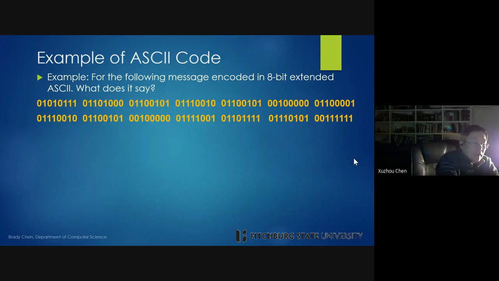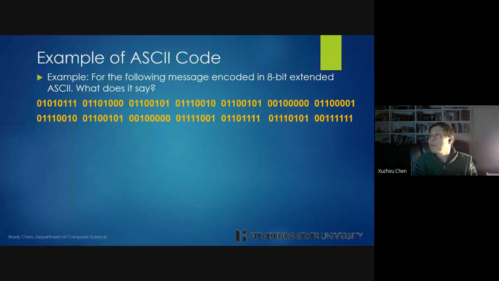Here's another example. Example: the following message is encoded in 8-bit extended ASCII code. What does it say? I gave you 4 minutes. Can you decode it? You basically need an ASCII table, right? I don't know how I can display the ASCII table here. Let me see, I can find the ASCII tables on the website.